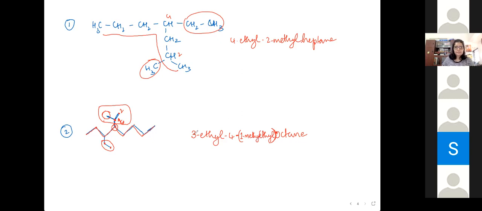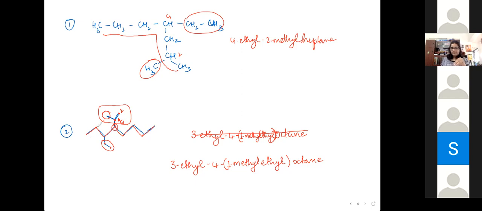Let me just write it again. So it is 3 ethyl. On the 4th carbon you have 1 methyl ethyl. Now all of these are attached to octane. So this is the final name. When you have a branch inside of a branch, go logically. Don't try to form the name directly in your head. That will give you a lot of complications.